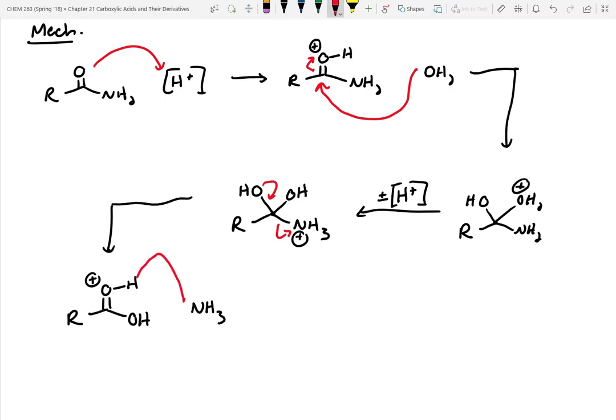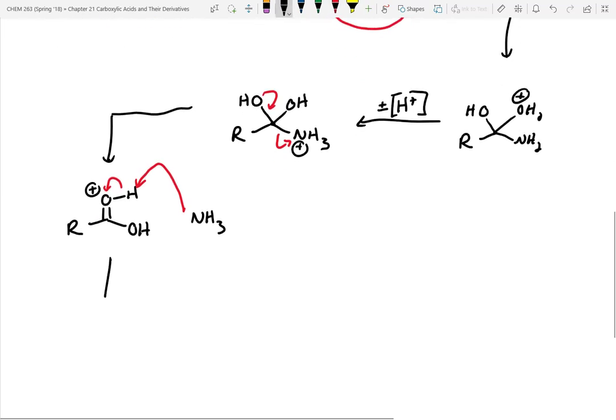Once your ammonia is kicked off, that ammonia can steal a proton back to give you your carboxylic acid and ammonium cation. Does that make sense? Pretty similar to the reactions we've been seeing in the past few chapters. The main thing people forget is showing that tetrahedral intermediate. You do need to show that tetrahedral intermediate. It's not an SN2 style reaction. Does that make sense? All right.